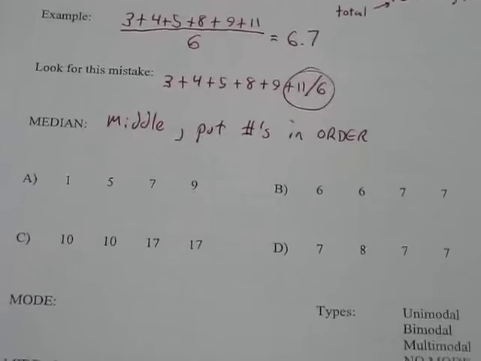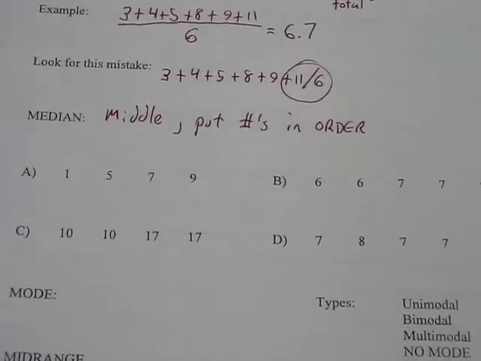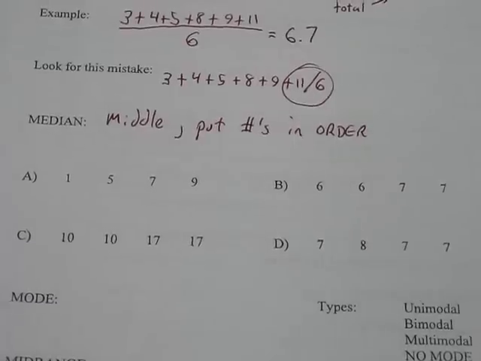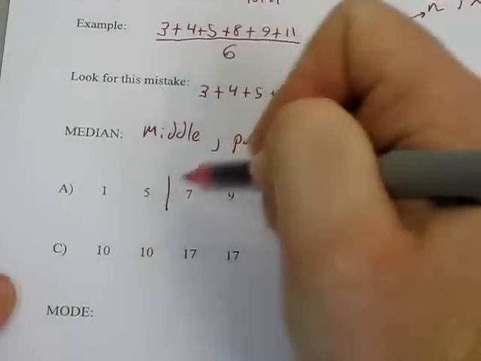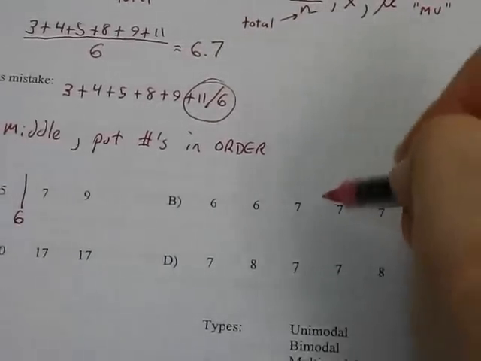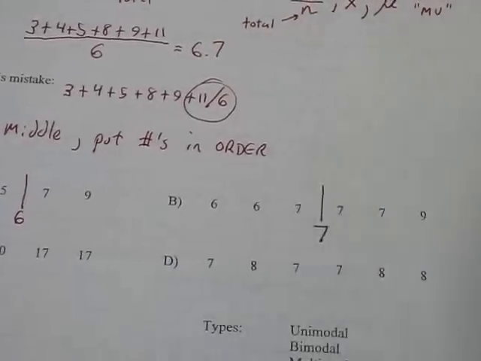And here's where you might want to pause the video. After you've downloaded the worksheet, you can practice finding the middles yourself. And then unpause it to see the answers. The middle of this data is between 5 and 7, so that's 6. The middle of this data is between 7 and 7, which is 7.